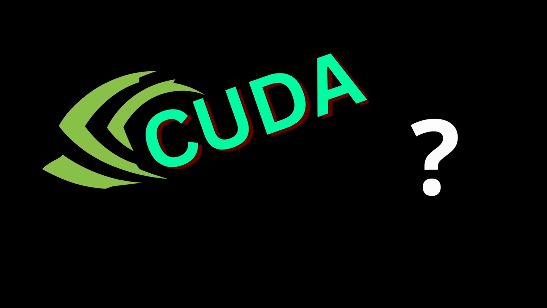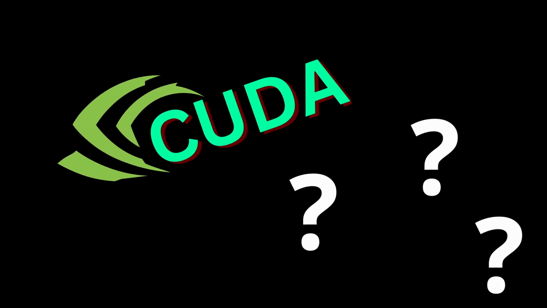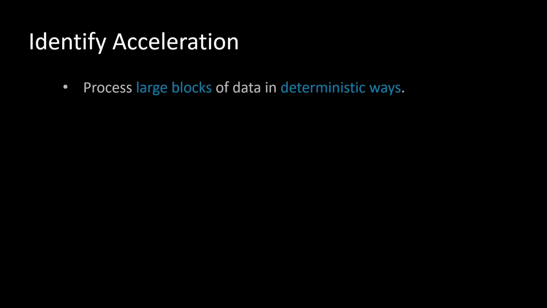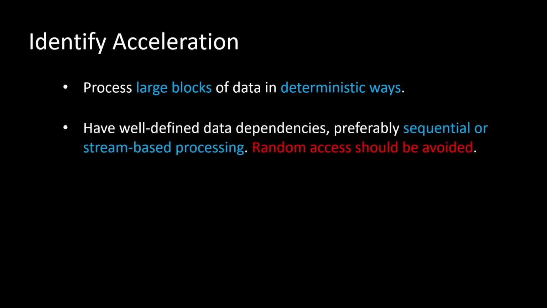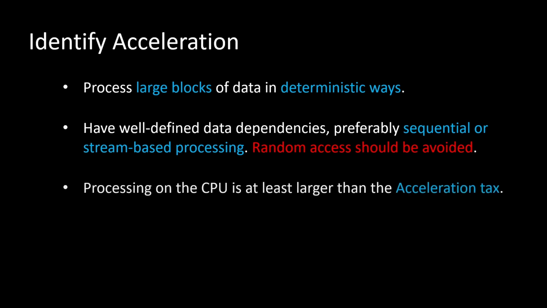So what exactly can we accelerate in our algorithm? There are 3 things to keep an eye out for to implement acceleration. The first is processing large blocks of data in a deterministic way, which also means the variables or the data are not related to each other. Next, have well-defined data dependencies, preferably sequential or stream-based processing. Always try to avoid random access. And the final point is that processing time on the CPU is at least larger than the acceleration tax.